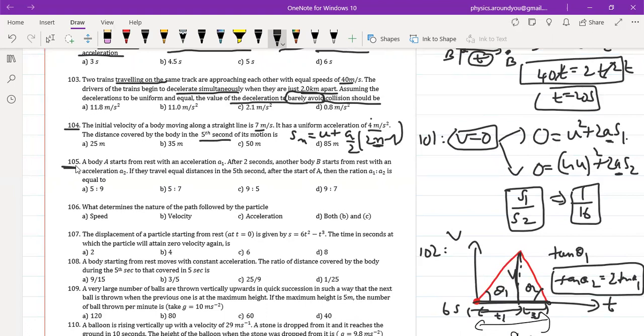A body A starts from rest with an acceleration A1. After 2 seconds, another body B starts from rest with an acceleration A2. They travel equal distances in the fifth second after the start of A. What is the ratio of A1 to A2? Fine. It is slightly tricky because both the bodies are not starting simultaneously. If they are smart, you should be over smart. How will you become over smart? S equal to u plus a by 2 into 2n minus 1.